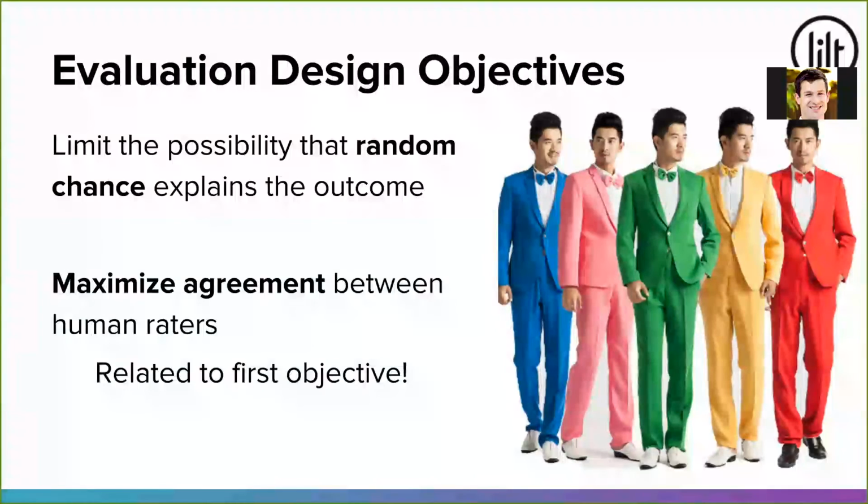So maximizing agreement between the people involved in the evaluation is related to the first objective, which is that we really want to limit the possibility that random chance explains the outcome. Otherwise, the outcome that we observe in our evaluation is explained mostly by the group of people that we chose to participate in it. If that's the explanatory variable for what we've done, then we really haven't learned very much.